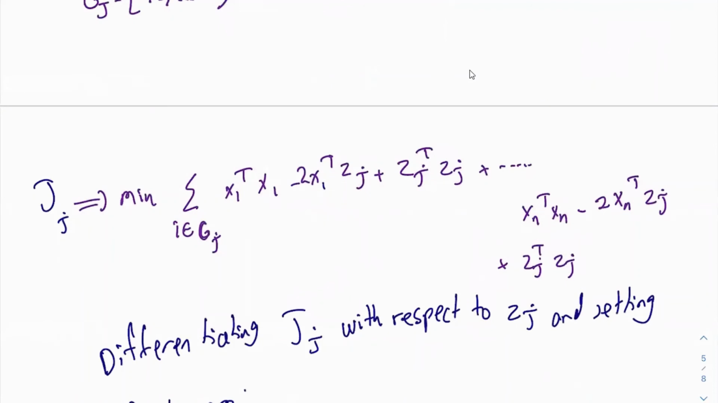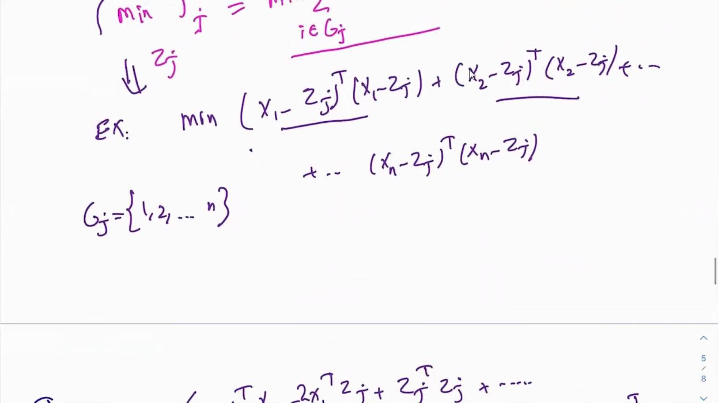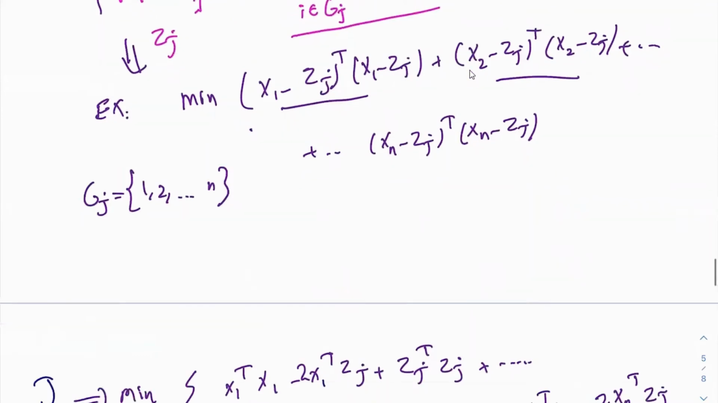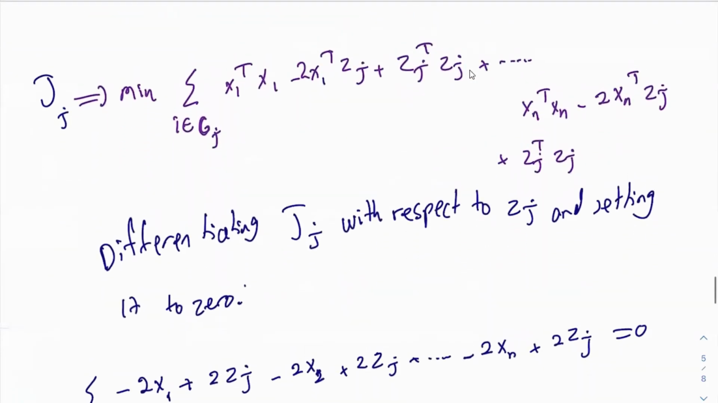If you do this, if you just expand this term here, what do you get? You're going to get this one. If you just multiply that, you get x1 transpose times x1, plus x1 transpose times negative z_j, plus negative z_j transpose times x1, and then plus z_j transpose times z_j. If you do this and simplify the expression, you will get something like that.